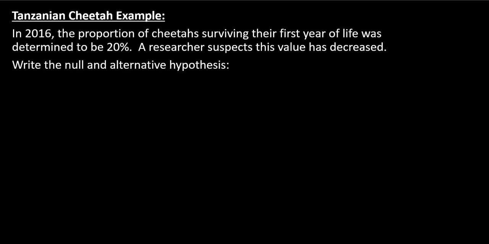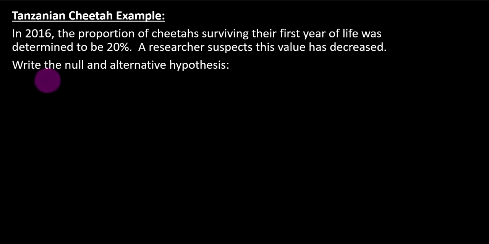Alright gang, in this video we're going to look at an example in which we analyze a study scenario and write down the null and alternative hypothesis, and also consider what the conclusions would potentially look like here. In 2016, the proportion of Tanzanian cheetahs surviving their first year of life was determined to be 20%. A researcher suspects this value has decreased. Let's write the null and alternative hypothesis.